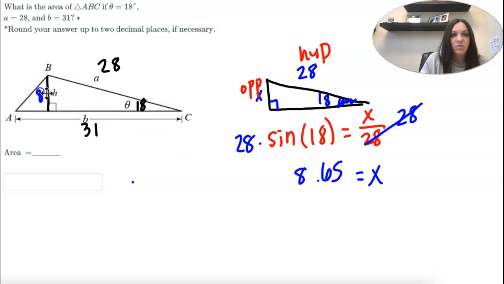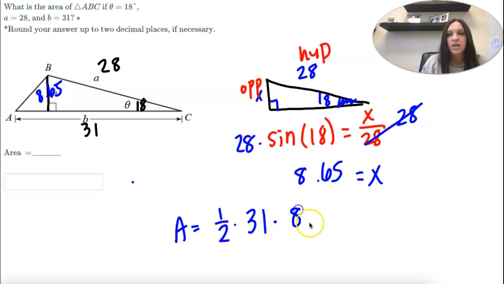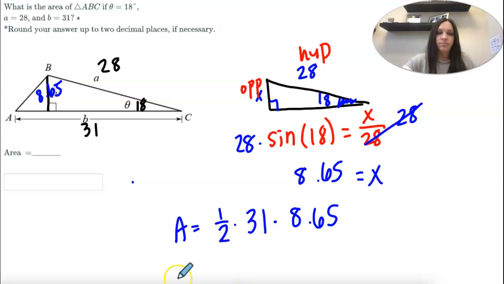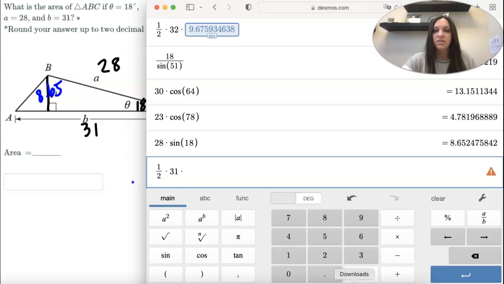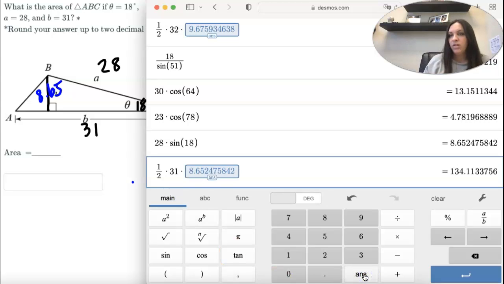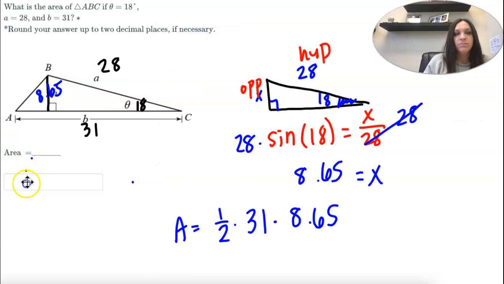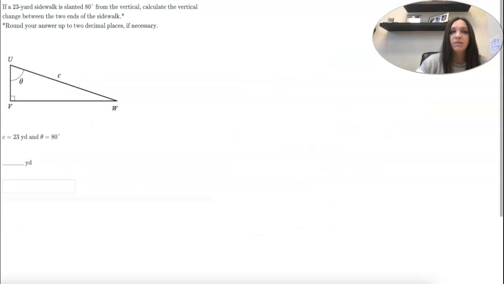So this is 8.65. To find the area of the whole triangle, though, we take 1/2 times the base times the height. So 1/2 times the base times my last answer. 134.11. It goes pretty quick when you get the similar problems, okay?